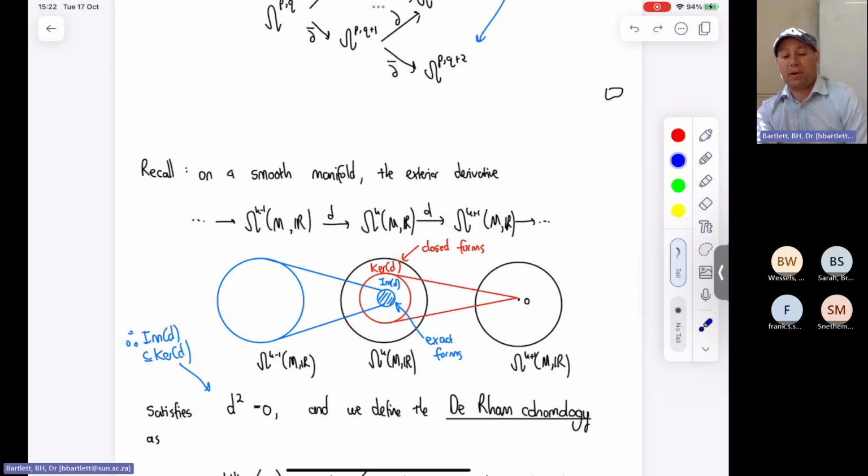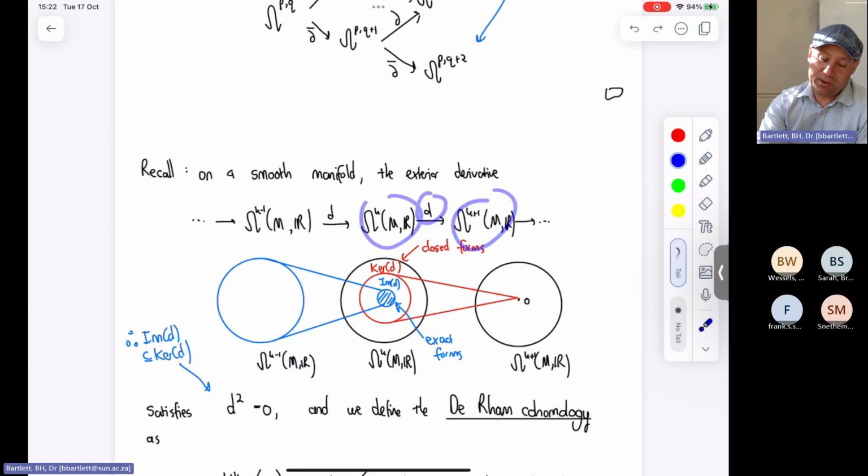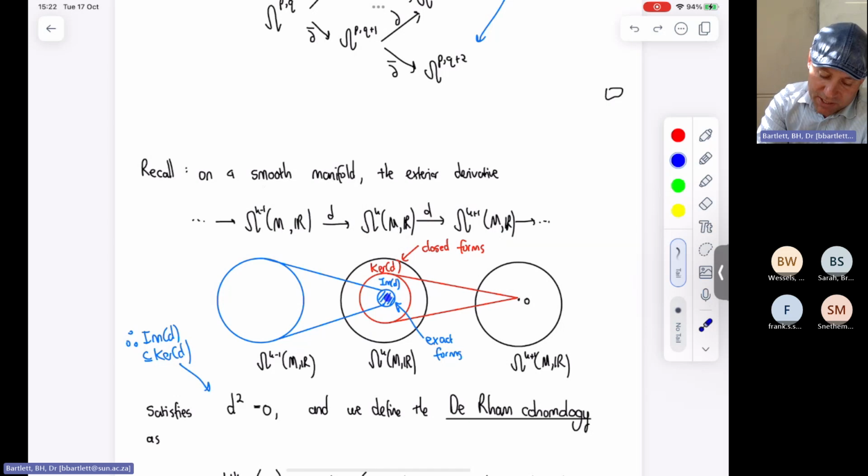On the other hand, we know that if I apply d again, I'm going to get 0, right? That means that the image of d going from here to here is in the kernel of d going from here to here. Because if it's something that's in the image and I apply d to it, I know I must get 0, because being in the image means that it's d of something here. And if I apply d to d, I get 0. Okay. But in principle, the kernel could be bigger than that. So the kernel of this d could be bigger than the image of this d.